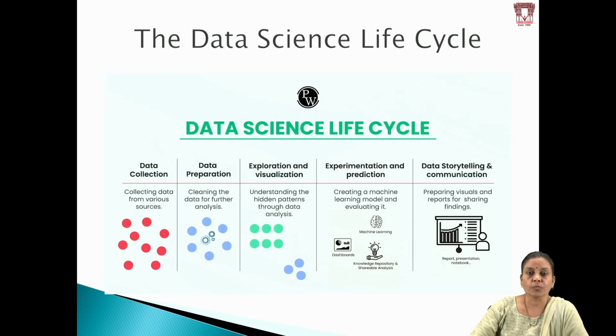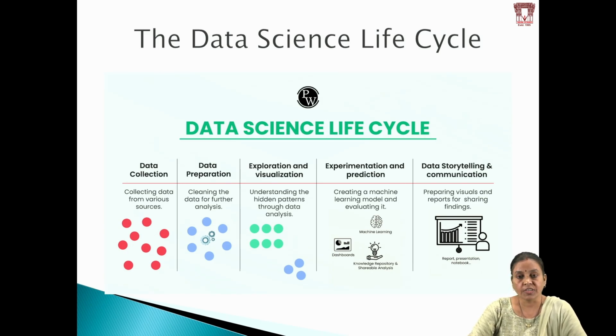Let us move to the next topic, that is the life cycle of data science. That is very important, that is, when you collect the data, what are the different steps involved. What is the first step? That is data collection. Data collection is nothing but collecting the data from various sources. This is the first step in the life cycle.